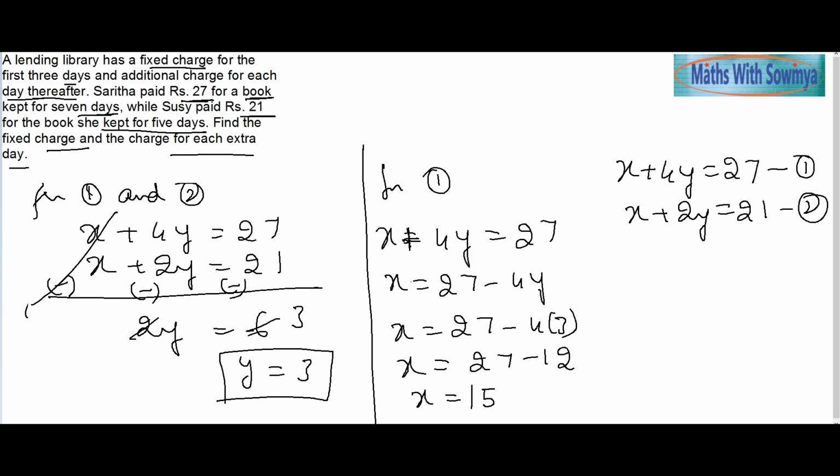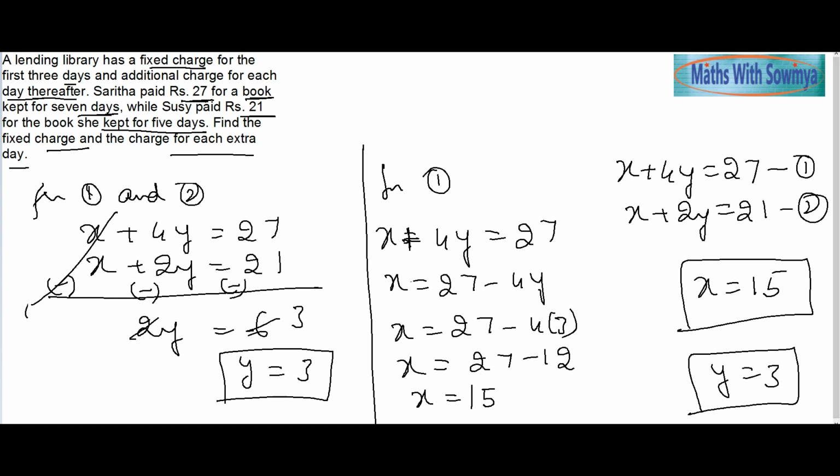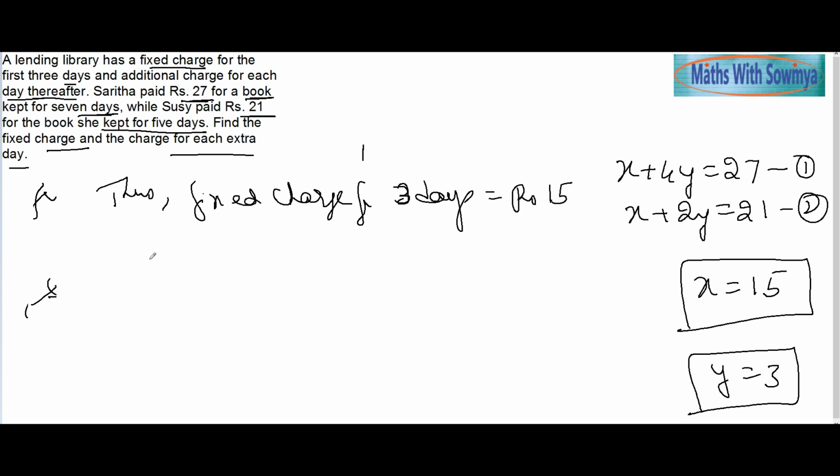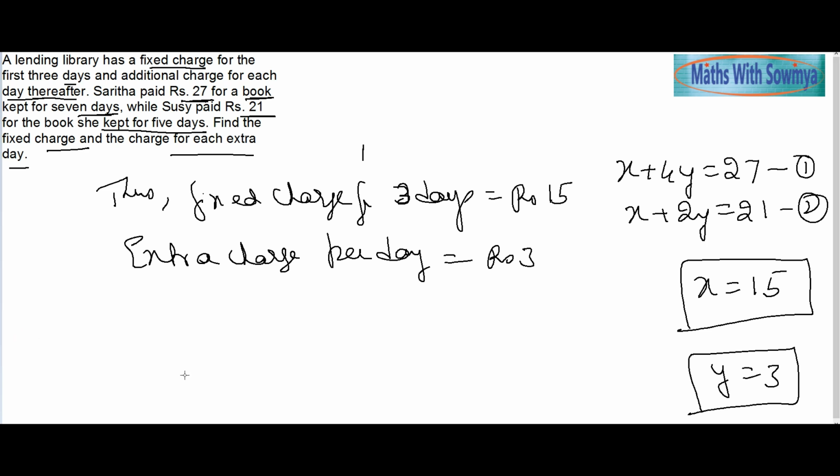So what all we got finally? The value of x is 15 and value of y is 3. So conclude your answer. So fixed charge for 3 days will be rupees 15 and extra charge per day, or each day, will be rupees 3. Always conclude your answers for the word problems. Don't leave them just like that.